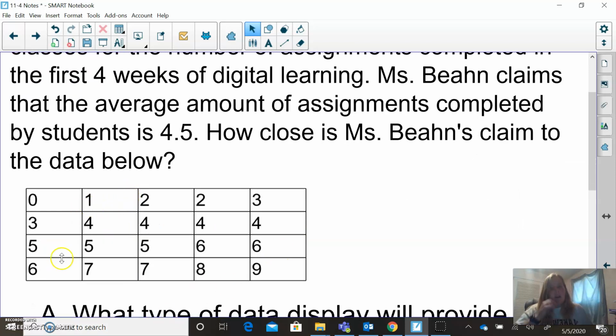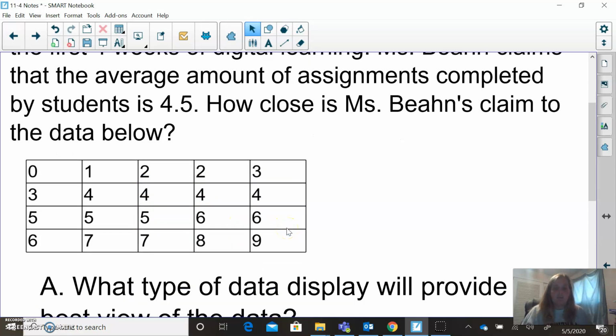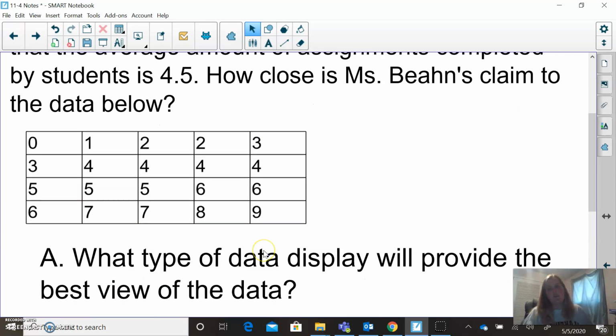So if you look here, okay, there's 20 different students here. One student completed 0 assignments, one student completed 1 assignment, one student completed 2, and it keeps going, okay? So there's 4 students that completed 4 assignments. Okay? So just take in that data. Make sure you copy down this box into your notes.